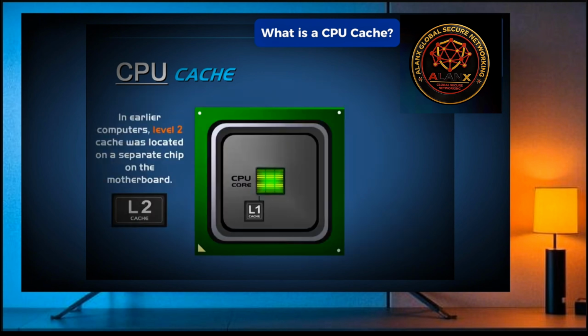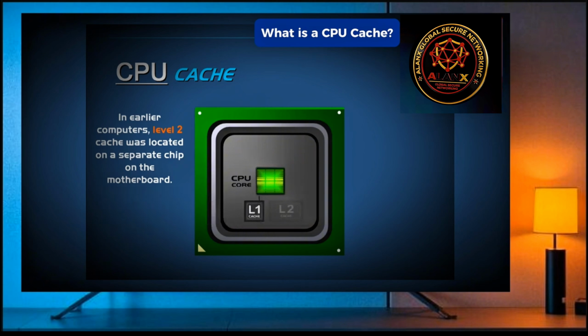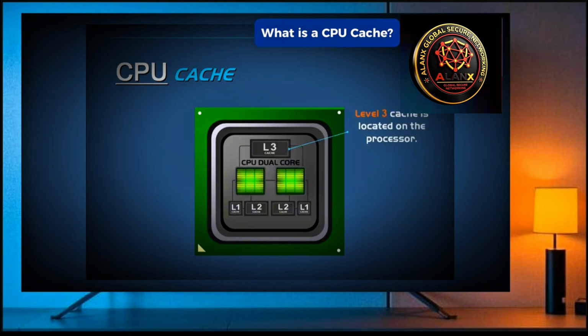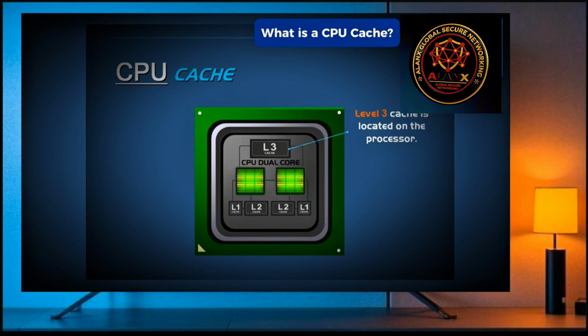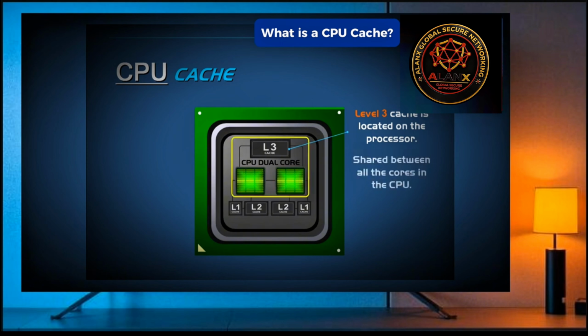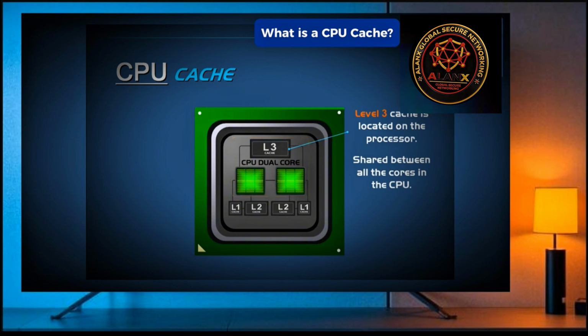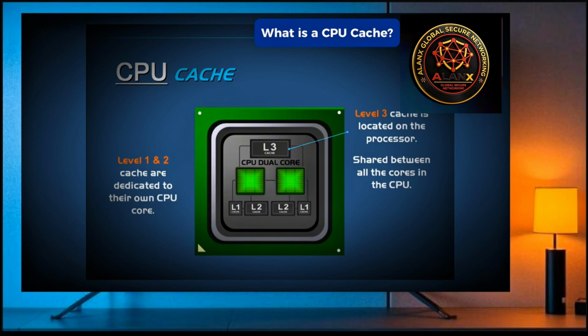Now, in earlier computers, level 2 cache was located on a separate chip on the motherboard. In modern CPUs, it would be located on the processor. Level 2 cache is larger than level 1 cache, but it's not as fast as level 1 cache. And level 3 cache is also located on the processor. Level 3 is larger than level 2, but it's not as fast as level 2 cache. Level 3 is often referred to as shared cache, because its memory is shared between all the cores on the CPU, whereas level 1 and level 2 cache are dedicated to their own CPU core.